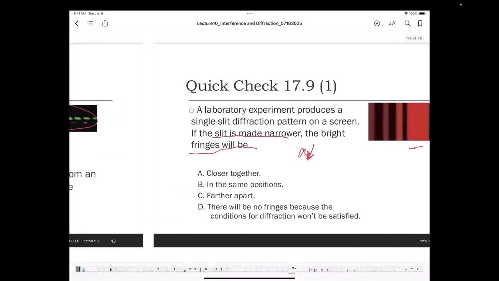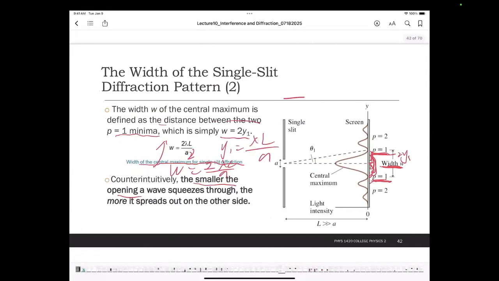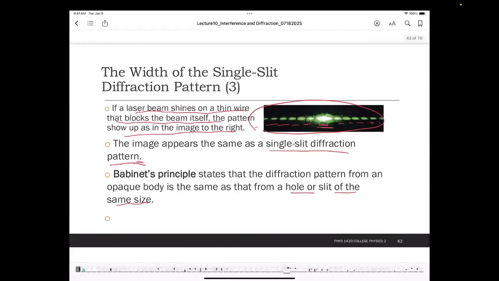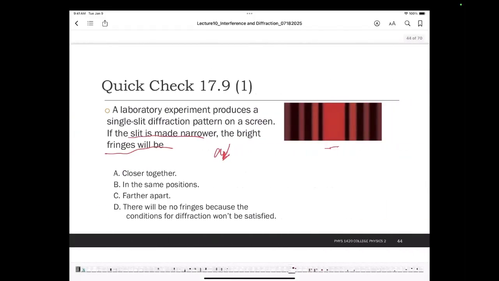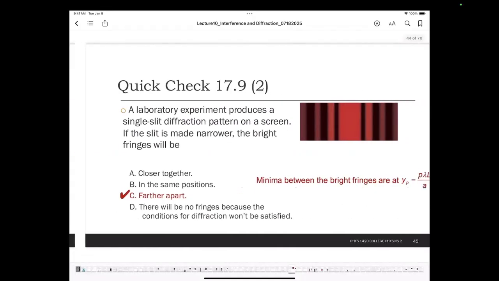And then the bright fringes, we know that this is the distance. The distance will increase. We have already talked about it, which means the fringes will be further apart. That makes sense to you?